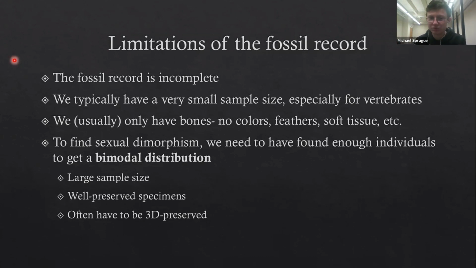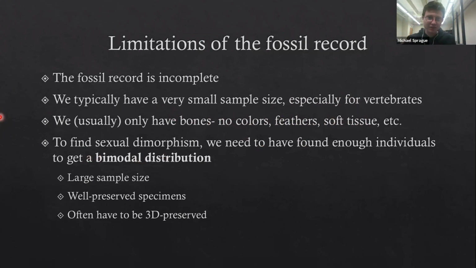We typically can't know the colors or what color the feathers were of these animals or what kind of soft tissue they had. Now, there are exceptions to all of these. There are very rare cases where colors are preserved or feathers are preserved, or even some soft tissue, skin impressions are preserved. But this is not the norm by any means.